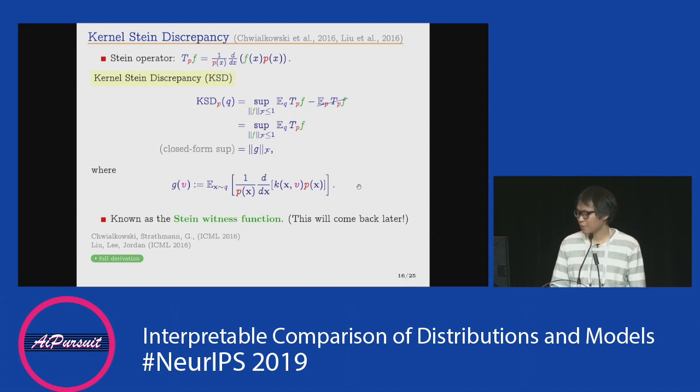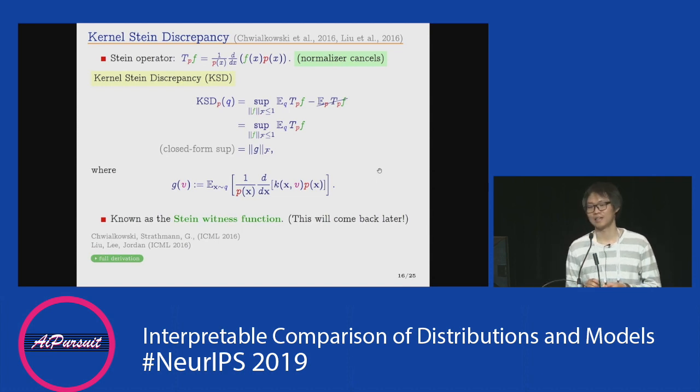Okay, but for now, how do we compute this norm of g? Another thing I want to note is to look at the form here. There's p in the numerator, and there's also p in the denominator. That actually means that the normalizer cancels, meaning that this KSD doesn't depend on the normalizer. So you can just apply this without having to know the normalizer.